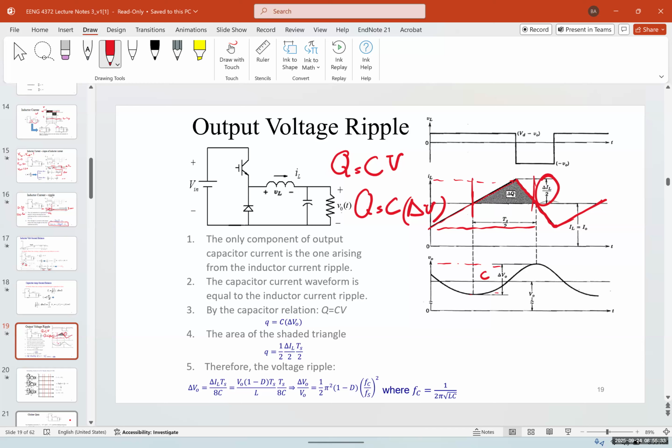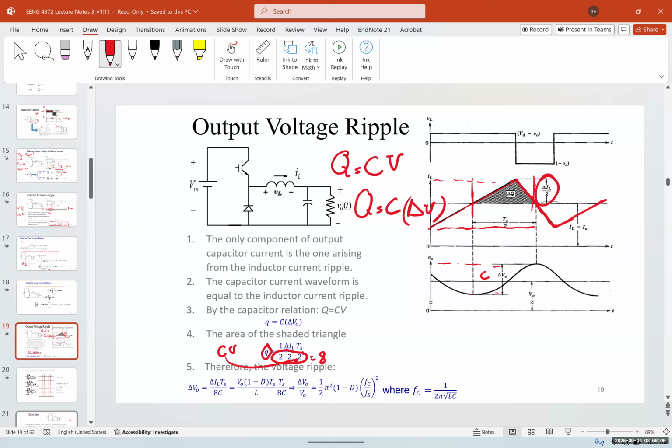Because the current, we assume they are ideal, the same current that goes through the inductor is passing through the capacitor. Therefore, the voltage ripple delta V out is going to be delta IL Ts over 8C. 2 times 2 times 2 is equal to 8. And by the way, Q is equal to CV, so this C goes to the denominator.